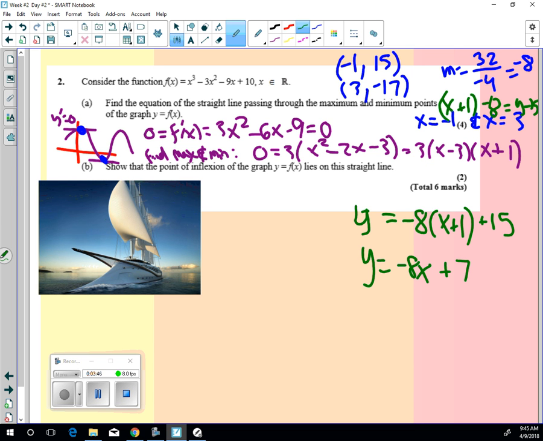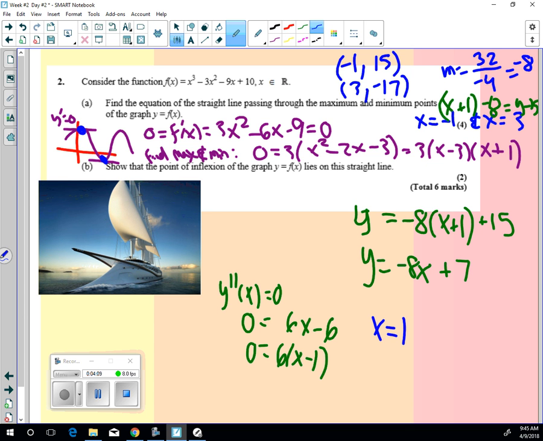Show that the point of inflection lies on that line. Well, that's pretty cool. The second derivative equal to 0 is going to be 6x minus 6. And that's going to be x equal to what? X will be equal to 1 for that one. And when I put that into the original equation, y is going to be equal to 1 minus 3 is negative 2, minus 9 is negative 11, plus 10 is negative 1.